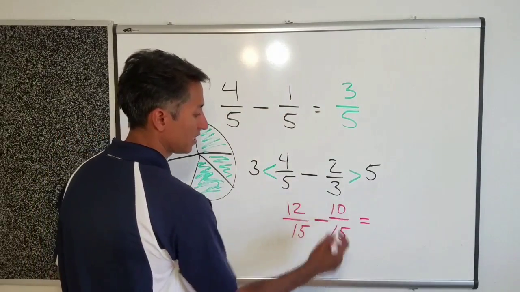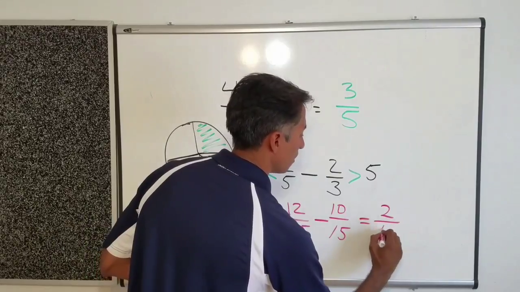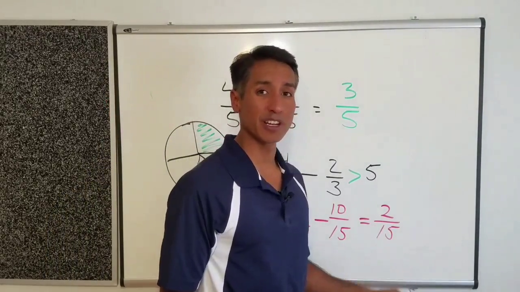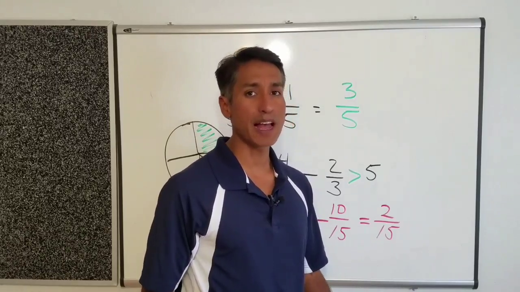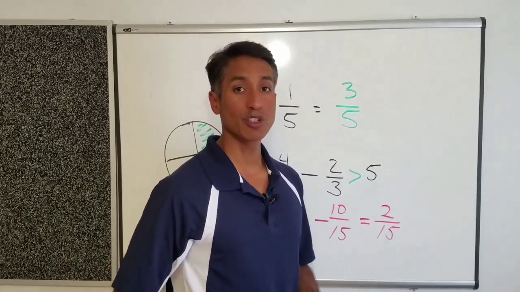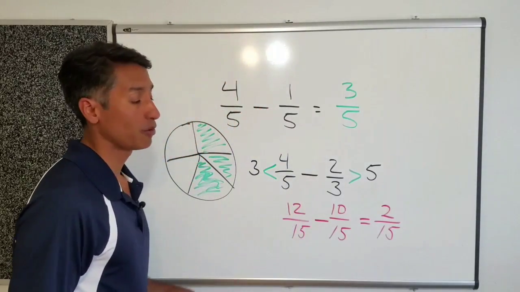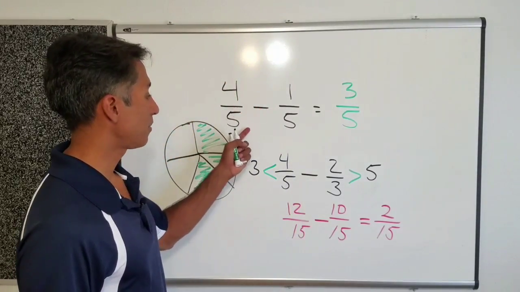12 minus 10 gives me a 2. And again, if possible, these probably can be reduced. Sometimes your book will say simplify if possible. So just check out my videos on simplifying fractions. But this is how we would subtract with a common denominator and an uncommon denominator.